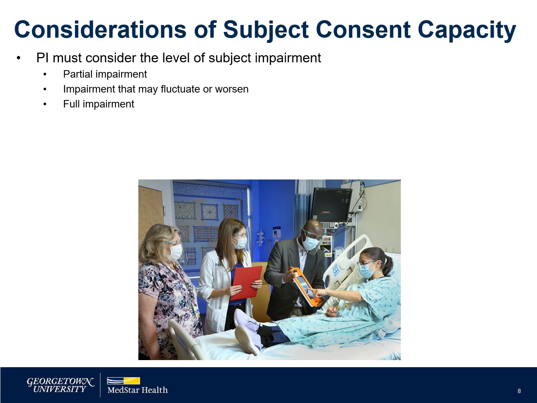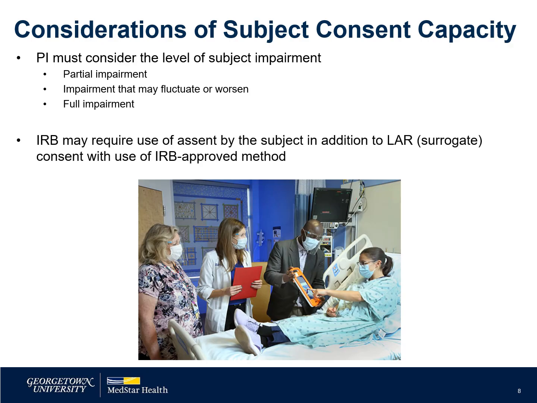Consent capacity can be affected by a wide range of disorders and conditions such as dementia, stroke, intoxication, serious mental illness, and delirium. For example, certain medications for pain could impact consent capacity where complex decision-making is impaired, even though they can function independently. In certain cases, with diminished or partial capacity, the IRB may require use of an assent by the subject in addition to obtaining consent from the legally authorized representative or surrogate with use of IRB-approved method.